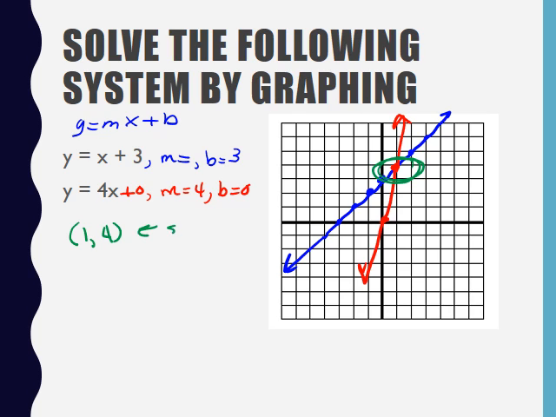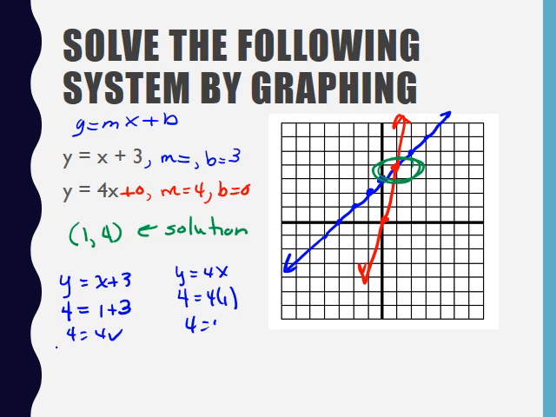So that's our solution. Now, in order for it to be a solution, I said that that point had to be true for both equations. So I'm just going to double check. And I'm going to sub it into the first equation, y equals x plus 3. So if I substitute in my x and y's, I get 4 equals 1 plus 3. 4 does equal 4, so that works. If I put it in the second equation, y equals 4x, I'm going to get 4 equals 4 times 1, which again is true. So we know that that's a solution to our system.